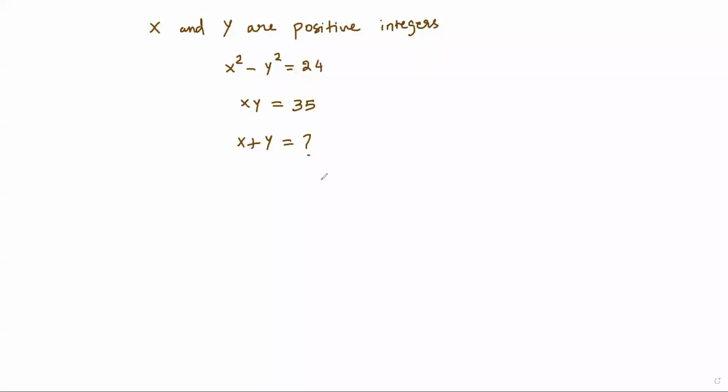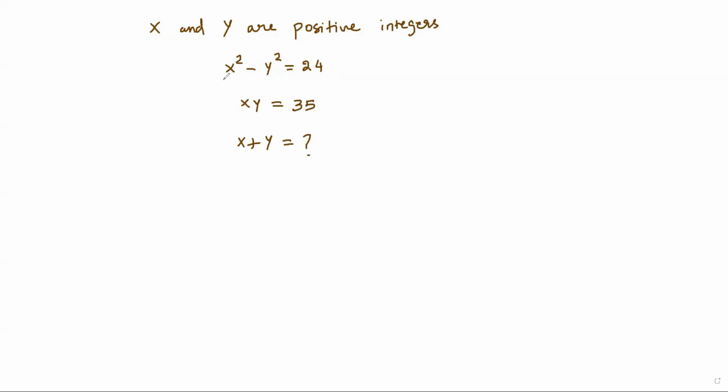Here we have a math Olympiad question. Okay, let's go over the information we have in the question. x and y are positive integers. The value of x squared minus y squared equals 24. xy, that is x times y, equals 35. And we have to find the value of x plus y.